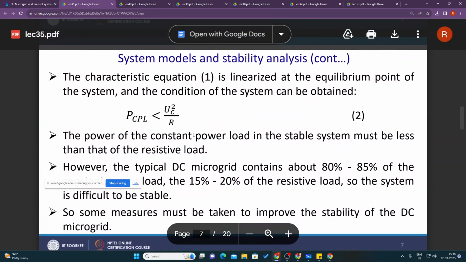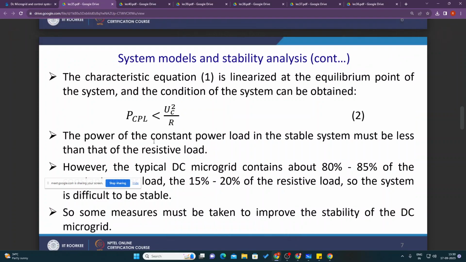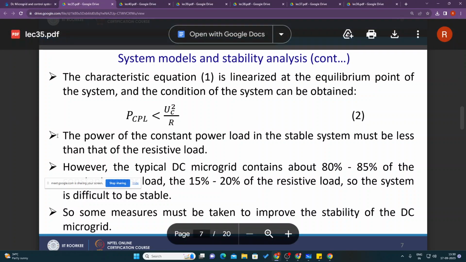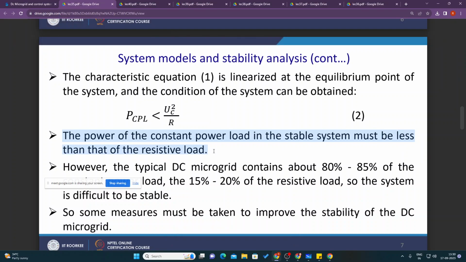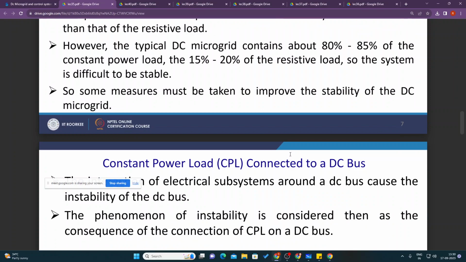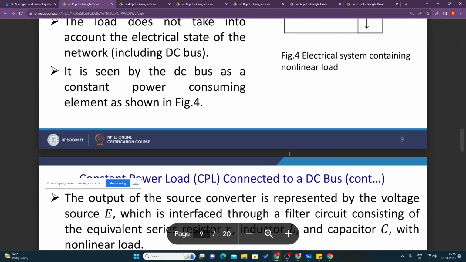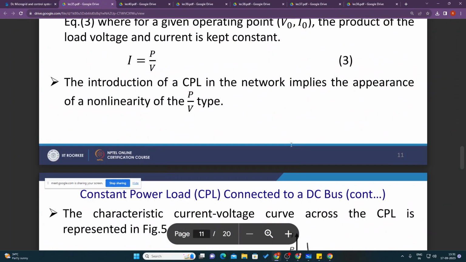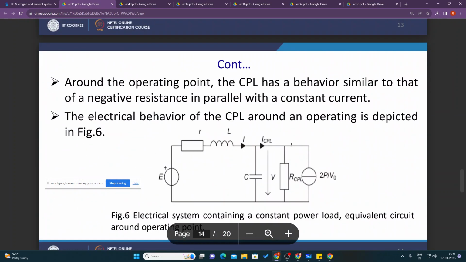So here the stability criterion is given with respect to power. What I have said is with respect to the resistance observed. So you can also say the criterion in terms of power. The power of the constant power load in the stable system must be less than that of the resistive load. So how much power the resistive load is consuming, the power consumed by the constant power load must be less. That should be satisfied to obtain stability.